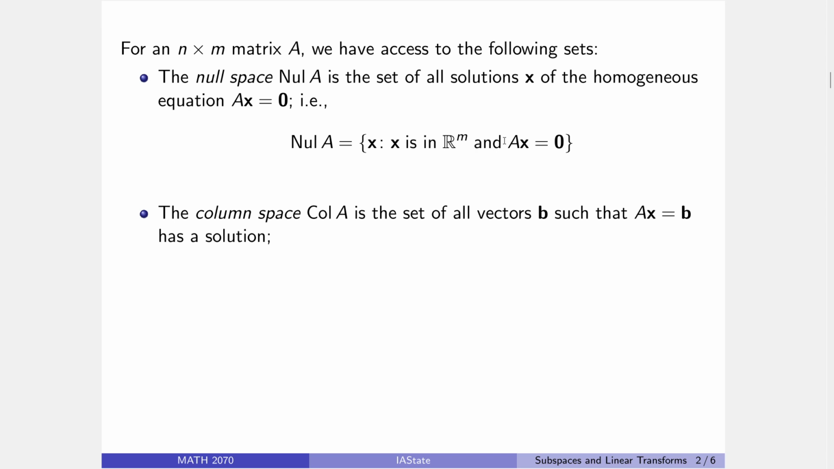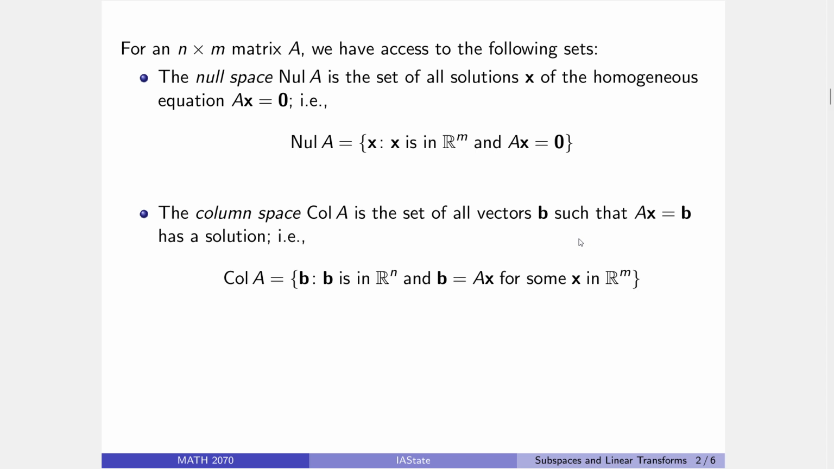Next up, the column space of our matrix A, col of A, is the set of vectors b so that Ax equals b has a solution. So note the subtle difference here. In the null space, the x we're talking about are solutions. For the column space, we're talking about the things on the right-hand side, so that Ax equals b actually has a solution. So the b's are not the solutions, the b's are the things on the right-hand side so that we do have a solution.